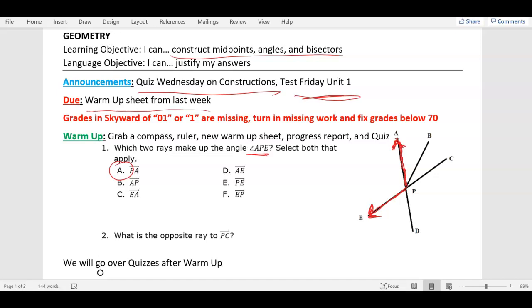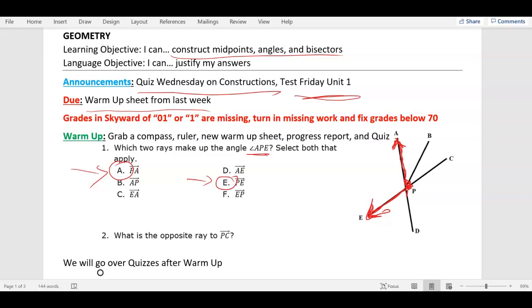I heard PE. Anyone think it's EP? And a lot of people do because you read left to right. You're like, hey, EP. Makes sense, right? But you start at the end point, at the vertex. That's P. And it goes towards E. So it starts here, goes towards there. So it's P, E. So notice the two answers are A and E, not B and F. Okay? So it's not flipped around. You've got to be careful with that. You've got to know that stuff. Okay? All right. So that's your first warm-up problem.